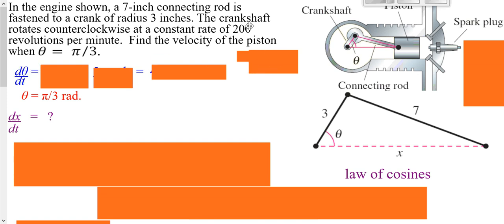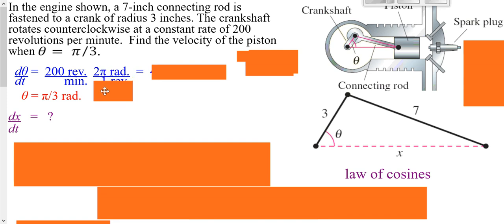However, we've got to adjust this a little bit. Right now we have 200 revolutions per minute. We need to be dealing with radians per minute. So you've got to think, oh, well, it's 2 pi radians for each one revolution. So we have revolutions on top, revolutions on the bottom. Revolutions cancel, leaving us with radians per minute. So we take the 2 pi times our 200, and we get 400 pi radians per minute.